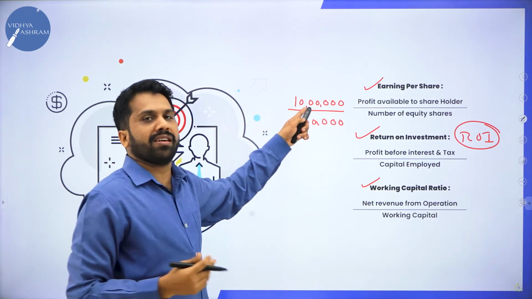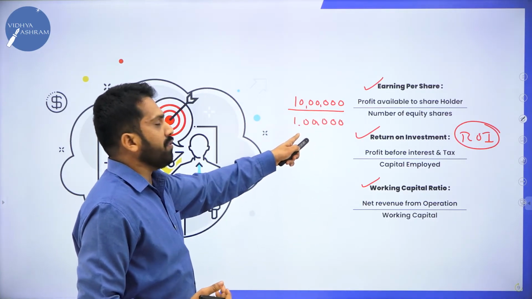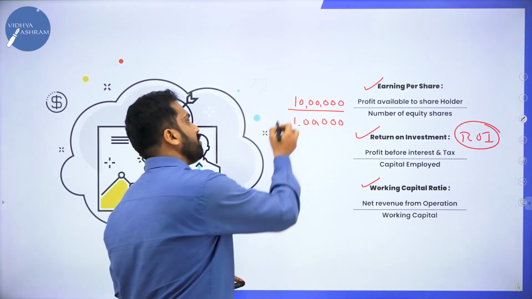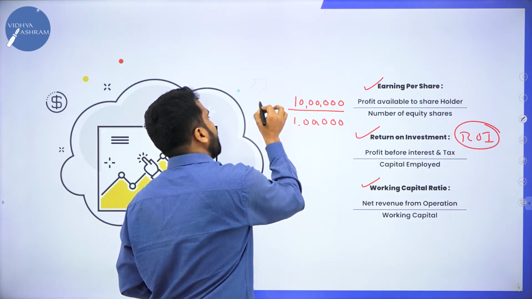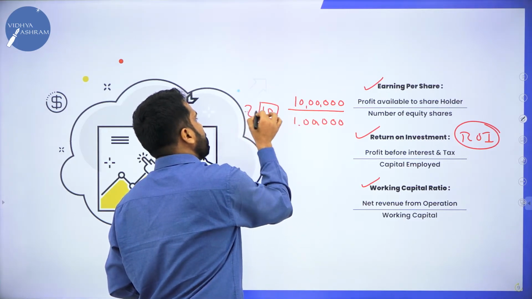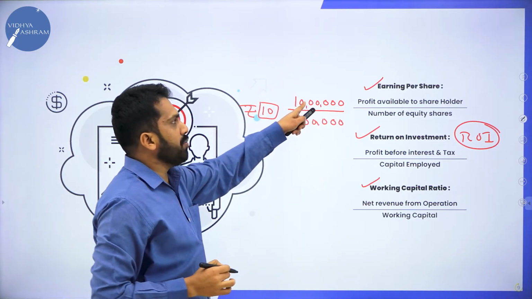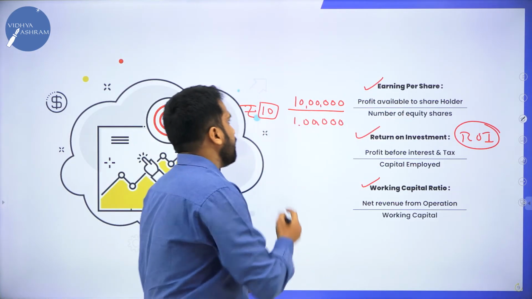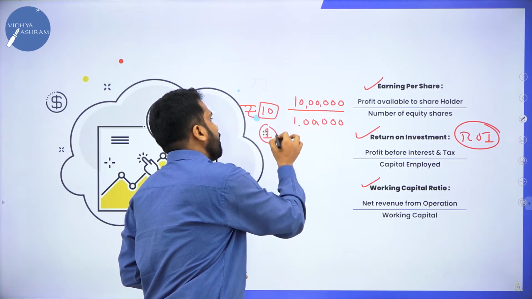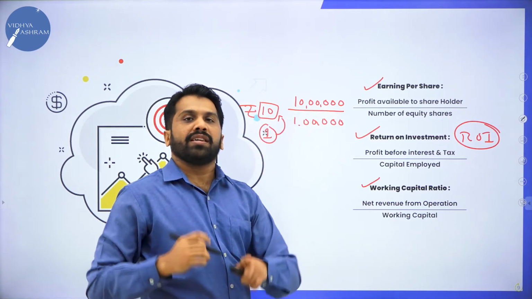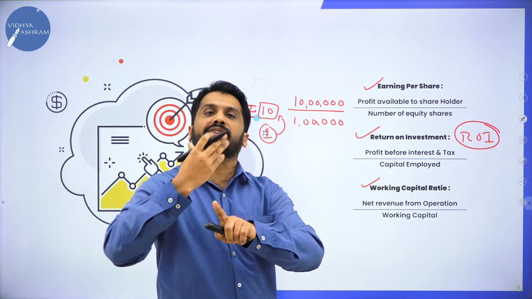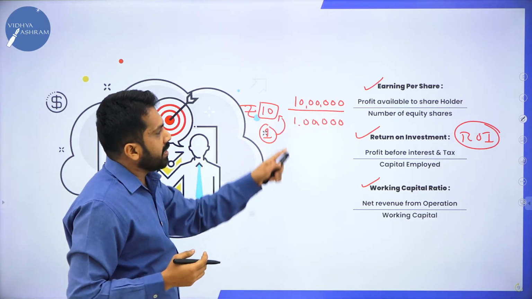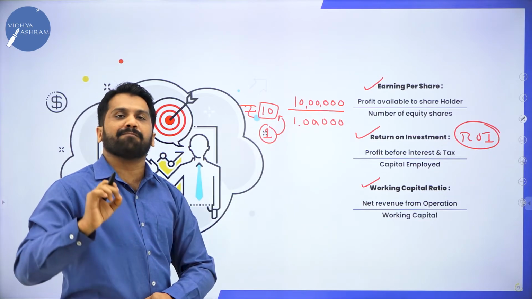What is your profit? 10 lakh. What is the number of equity shares you have? 1 lakh. If you divide this, what is your answer? 10. So for each share you will get 10 rupees. That is called earning per share. If you have 2 lakh shares, it will be halved, and if the profit is more, it will be higher. Clear? This we call earning per share.